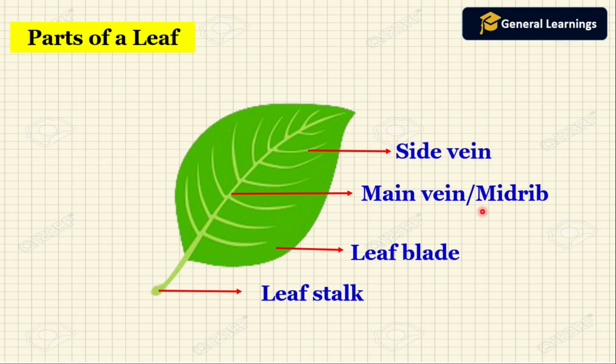And then the line present on either side of the main vein of a leaf is called a side vein. So, side vein means what? The line that is present on either side of the main vein will be called a side vein. So, these are the parts of a leaf.